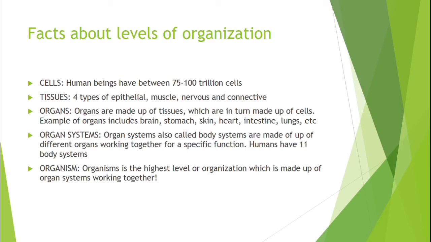For example, if I'm thinking of a digestive system, it is made up of organs like the mouth, esophagus, stomach, and the intestine. Another example would be my nervous system, which includes my brain, the spinal cord, and the nerves. The last level, the biggest level, is the organism, which is the highest level of classification, made up of different organ systems working together. In the human, there are 11 body systems working together.